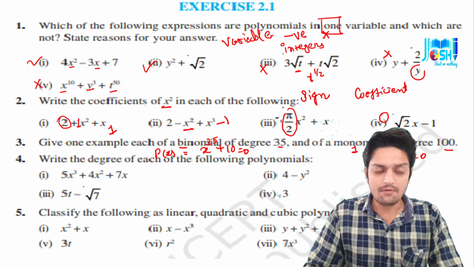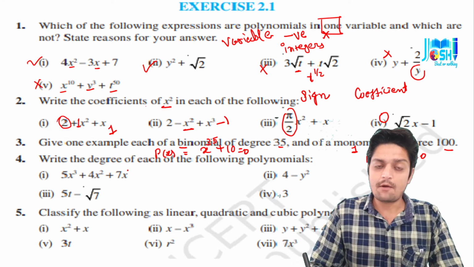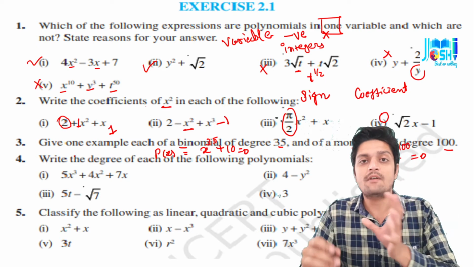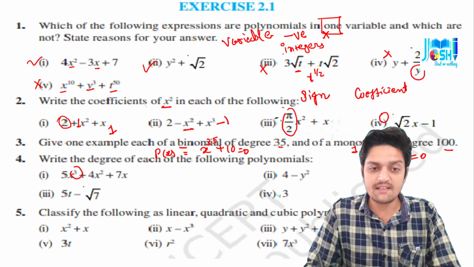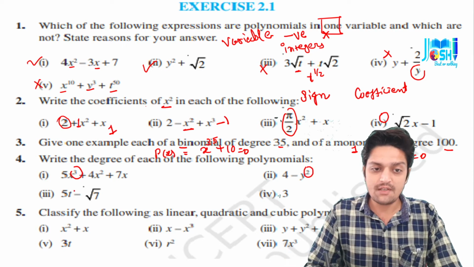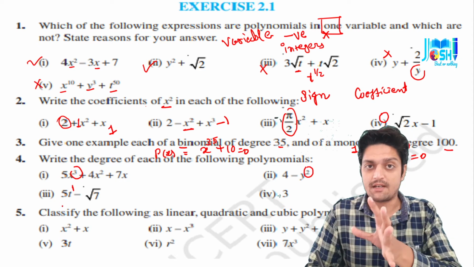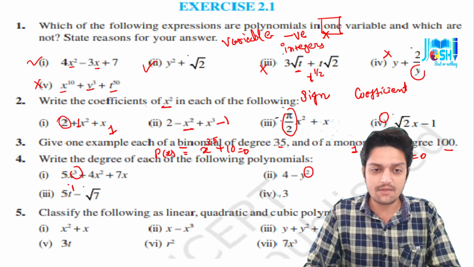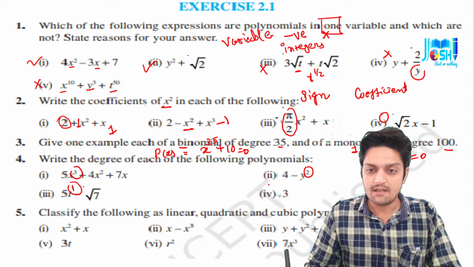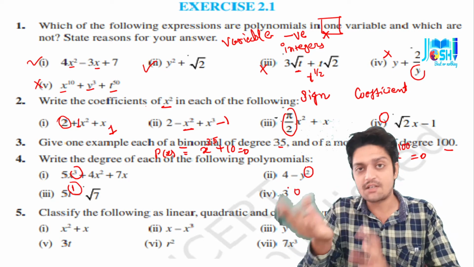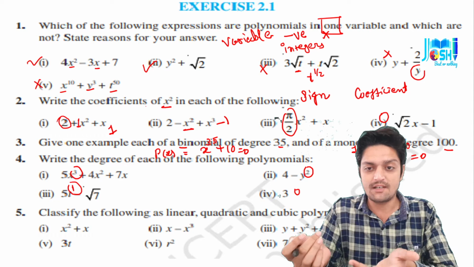Now fourth question, degrees we have to write here, and as we have discussed in our regular lecture, degree means the maximum power. Here the maximum power you can see, so degree is 3. Here maximum power is 2, so degree is 2. Here maximum power is 1 because nothing is given, so 1 is taken. So here degree is 1, and here 3 is the constant term, so here degree is 0, because a constant term is given.